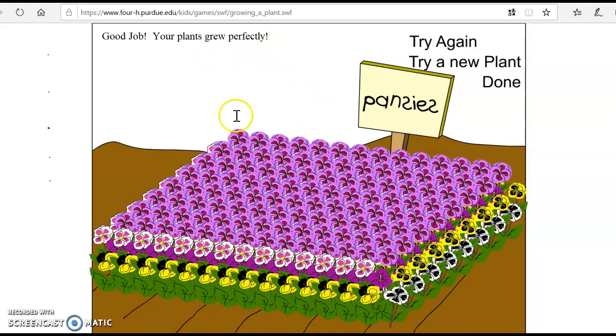Now, you have looked at the conditions for different plants that you may actually go and try to grow, not just in a virtual garden, but perhaps you can try to grow one of these plants in a real garden. And I sure would love to see pictures of any of your garden plants.